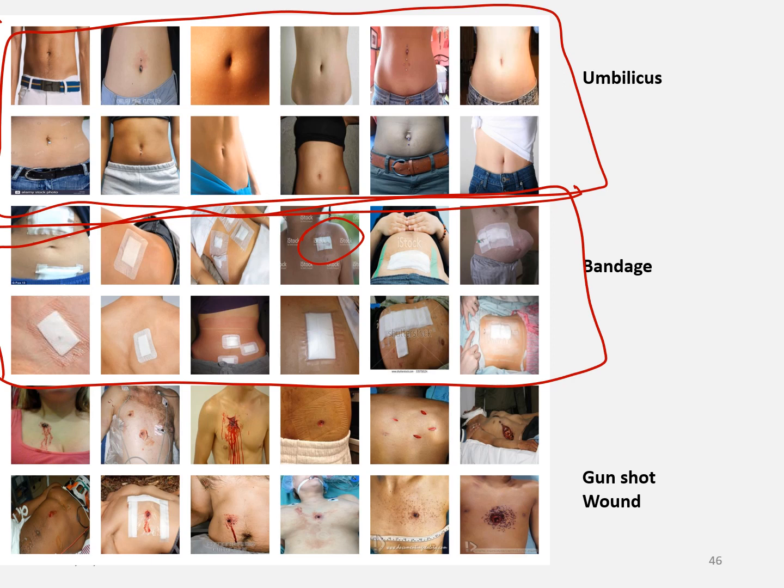One more important thing here is I have restricted the bandages to white bandages, and the wounds to gunshot wounds. This is again done to restrict the amount of database collection. Otherwise, if I just categorize wounds, then there is an infinite amount of data out there.